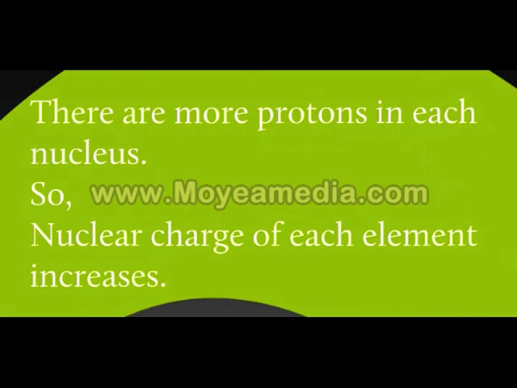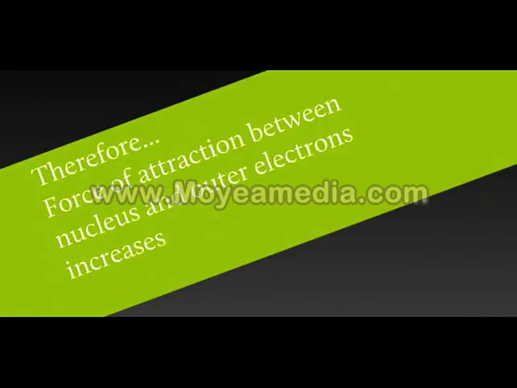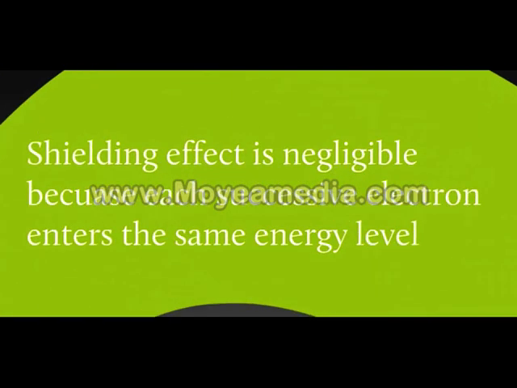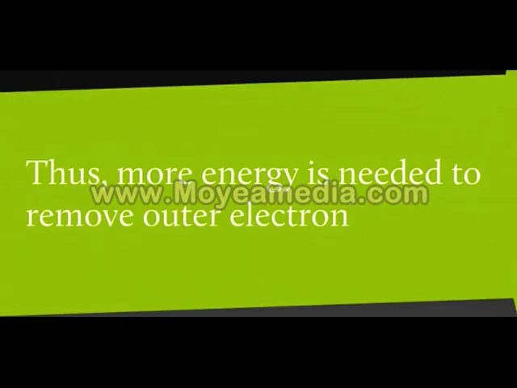This is because there are more protons in each nucleus, so the nuclear charge of each element increases. Therefore, the force of attraction between nucleus and outer electrons increases. Shielding effect is negligible because each successive electron enters the same energy level. Thus, more energy is needed to remove outer electrons.